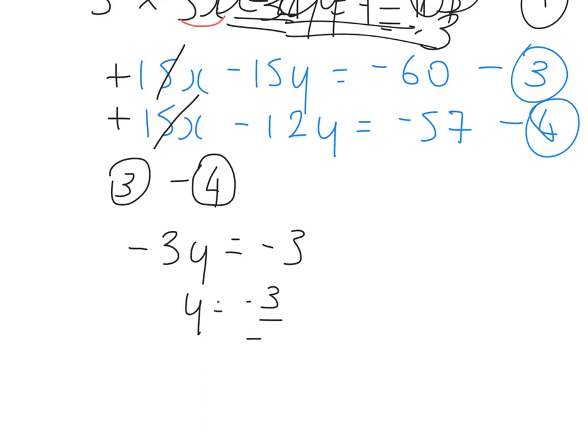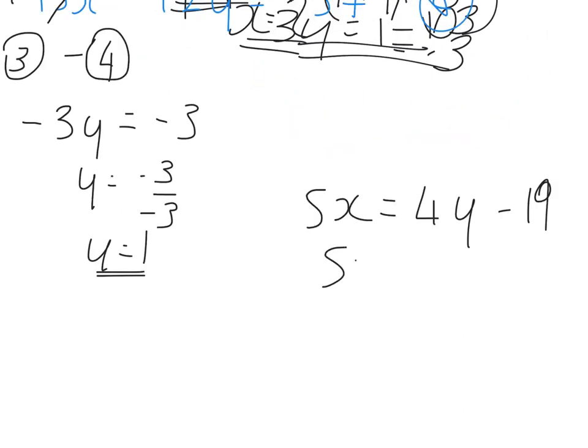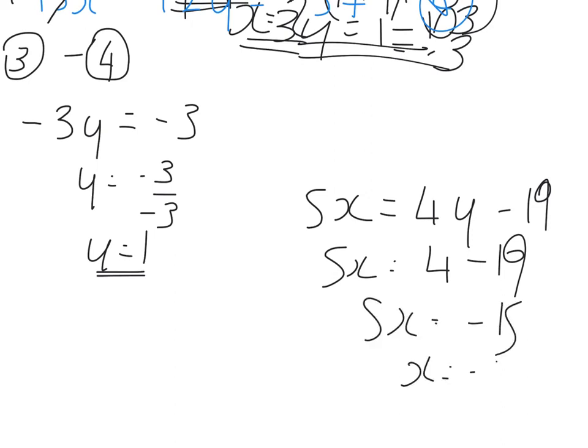y is equal to minus 3 over minus 3, and y is equal to 1. Sub that into one of the equations. 5x equals 4 times 1, which is 4, take away 19. 5x equals minus 15, x is equal to minus 3. Point of intersection, minus 3, 1.